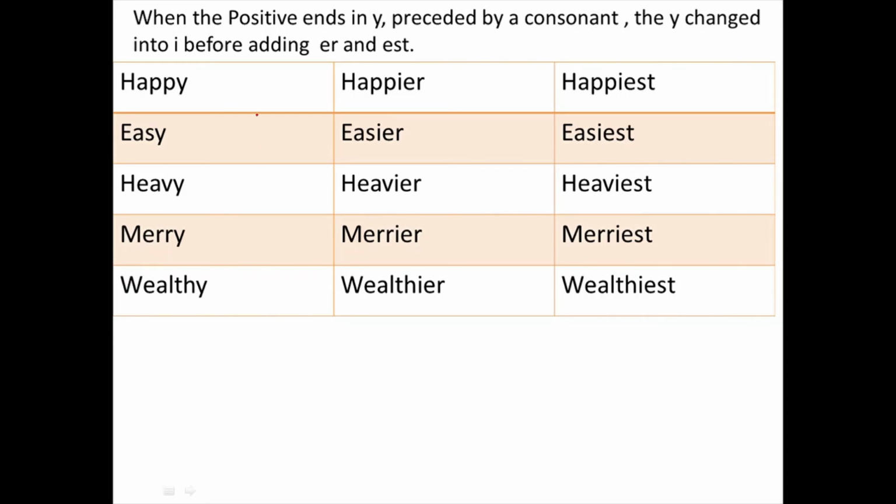Next, we have the adjectives which end with Y. This Y will change into I in the comparative and superlative, and then we add er or est. So: happy, happier, happiest; easy, easier, easiest; heavy, heavier, heaviest; merry, merrier, merriest; wealthy, wealthier, wealthiest.